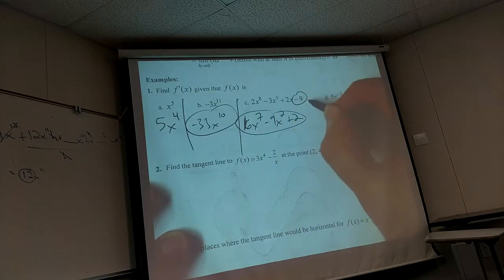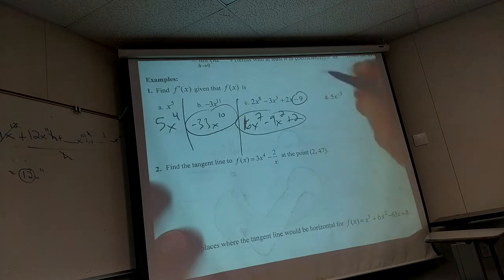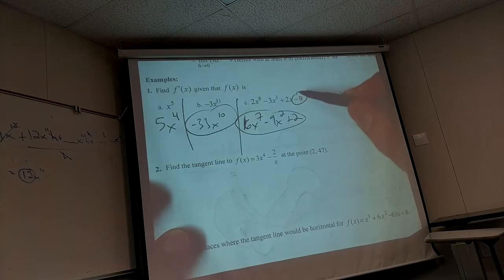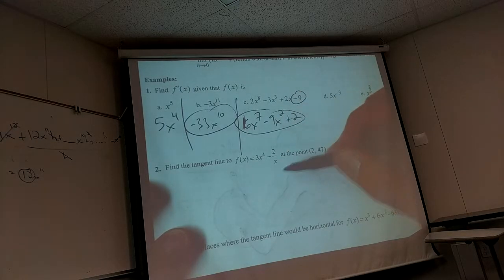Any constant, of course, goes to 0. So you can see, let me say this right now. If I kept taking derivatives, where am I eventually going to get? Of any polynomial function, I can always take enough derivatives so I get to 0.